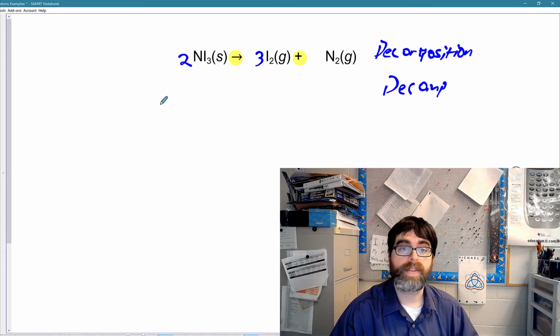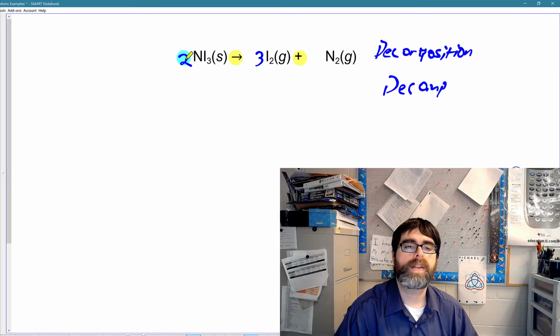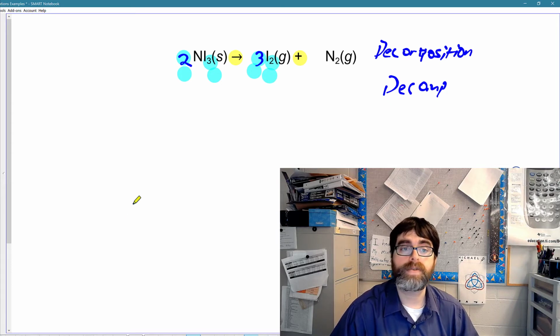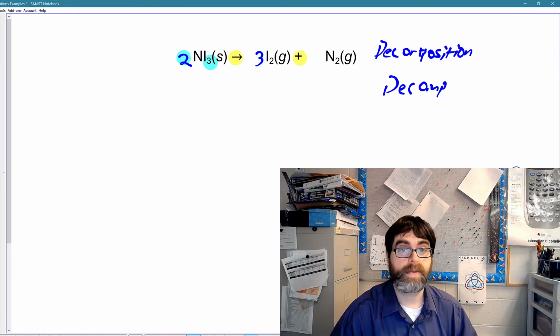One thing I will point out that happens quite frequently is that when we are doing balancing, you often end up with a coefficient subscript combination here matching over there. They end up being the opposite of one another. That is, we have a 2 coefficient over here and a 3 subscript, and over here we have a 3 coefficient and a 2 subscript. And that happens because of the way that math works.